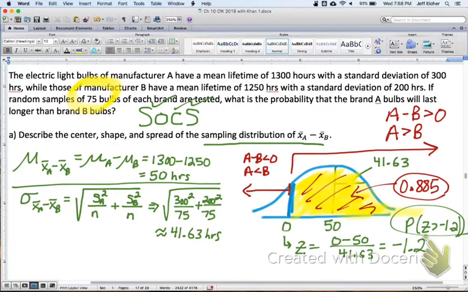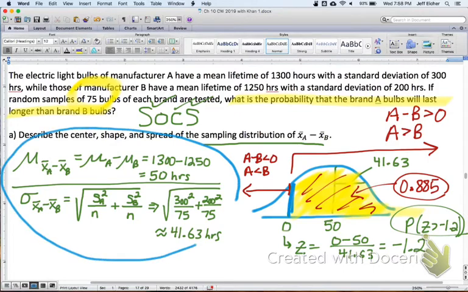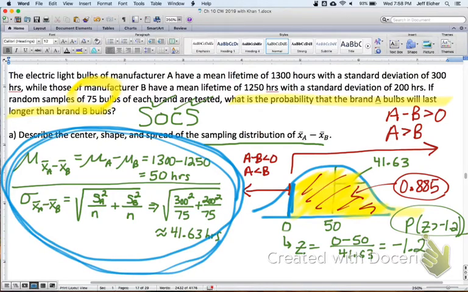I would think the hardest part is if the question had just said, what's the probability that one bulb lasts longer than the other on average? It would be tricky for students to realize that they need to find the sampling distribution and all this information. Okay, so that was the first part. Let's check out the next question.